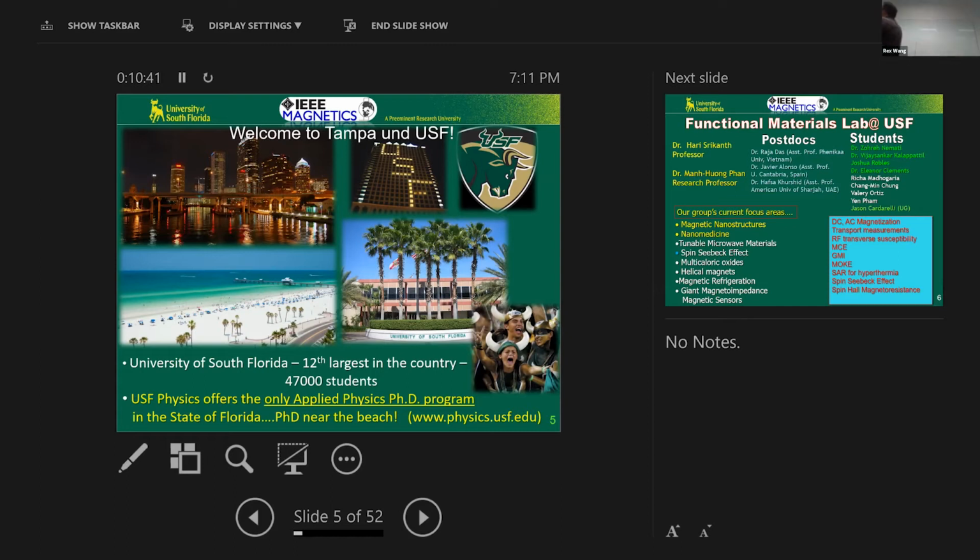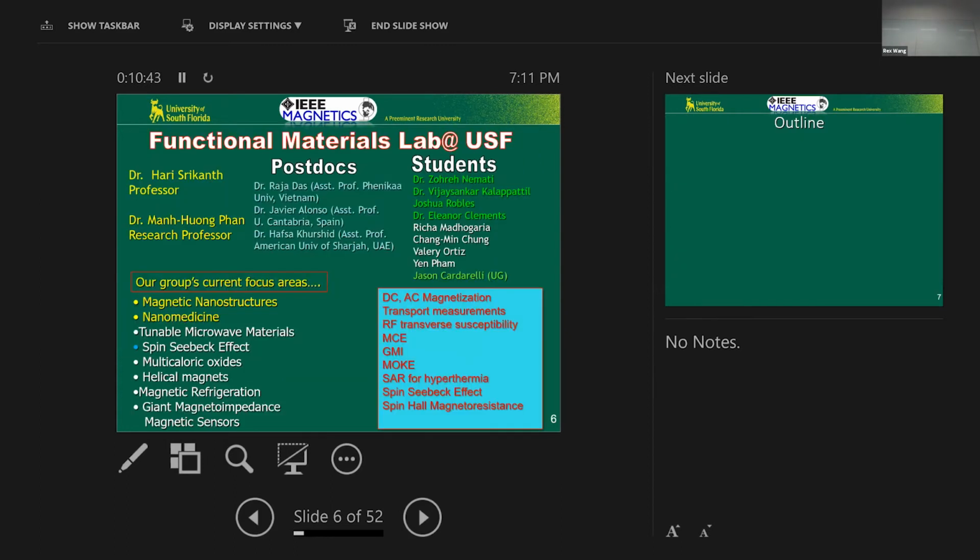All right, so let me again thank my entire group here for the work we've been doing. We work on magnetic materials in general. We have several focus areas. Most recently, we're working on spin caloritronics, which is basically generating pure spin currents and manipulating them using thermal gradients and measuring the spin Seebeck effect. But that's not the topic of this talk.